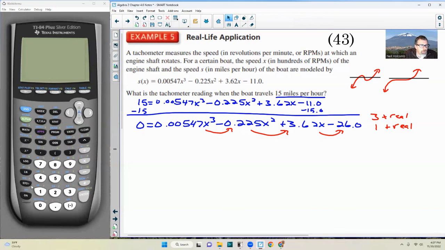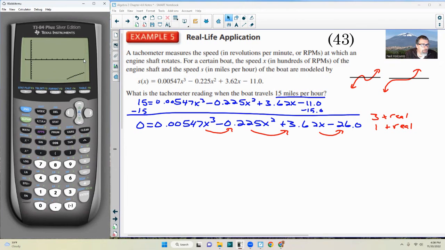So now I'm going to take that and put it in the calculator because of the crazy values. If I go to my calculator and go to y equals and put 0.00547 x to the third, minus 0.225 x squared plus 3.62 x minus 26, and hit enter and graph it. Okay, there it is over here. I don't care about negative, so I'm going to change my window for starters. I don't want any negative x's, so I'll put it at -1 just so we can see the axis, and hit graph again. I'm not worried about what's going on over here because speed cannot be negative.